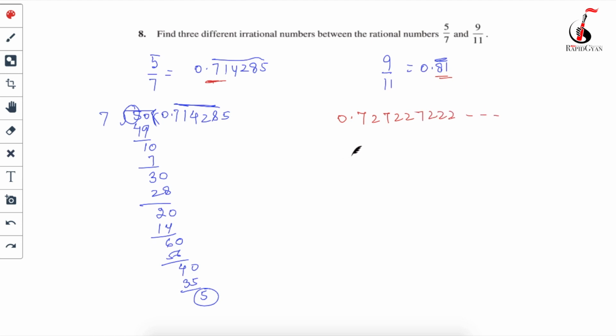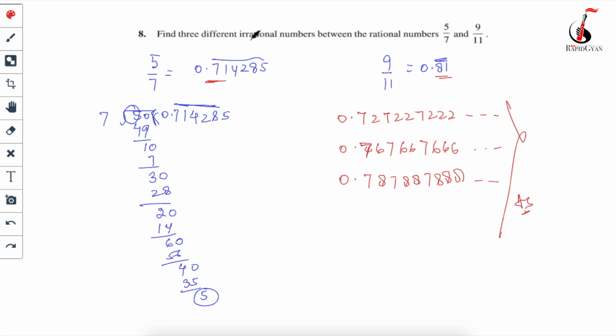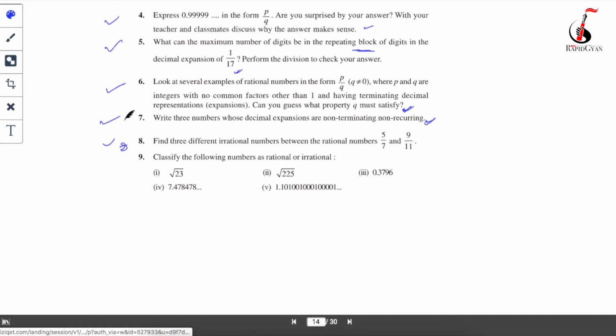And in this case I can write another number, just take 0.76766 and so on. Next will be 0.78788788 and so on. So that's your answer. Okay. Now let's go to your next question, next and last question.